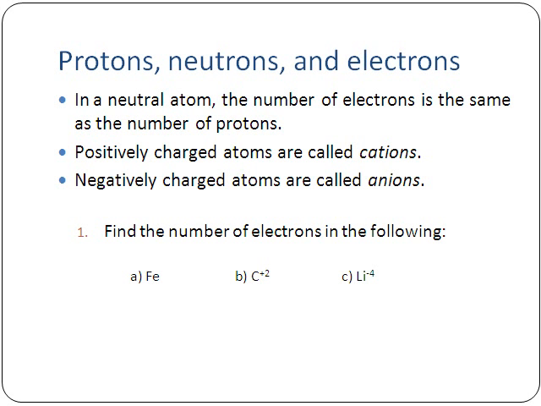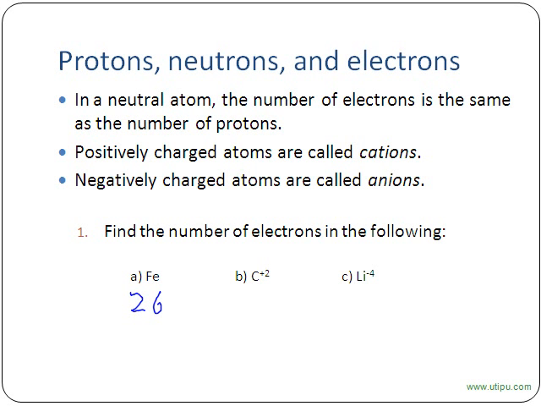So the first one is Fe. And so it's just iron right here, just by itself. There's no indication of any type of charge. So this one right here is neutral. And since it is neutral, that means there are the same number of electrons as protons. The atomic number of iron is 26. That means there are 26 protons. That means there have to be 26 electrons. And so we've got the electrons for that.